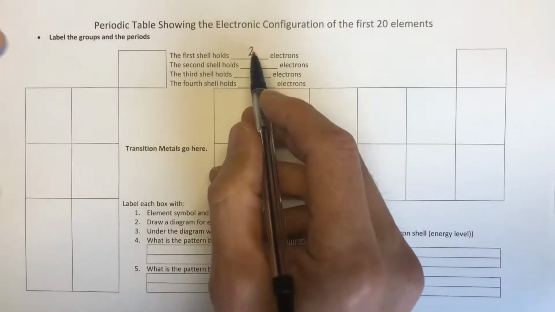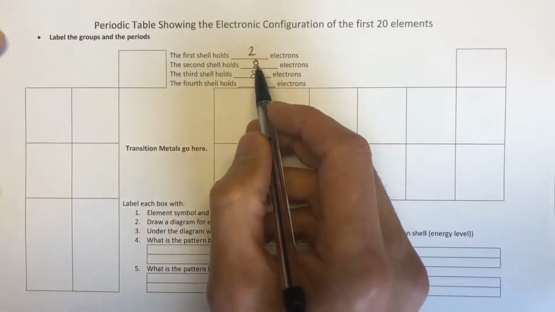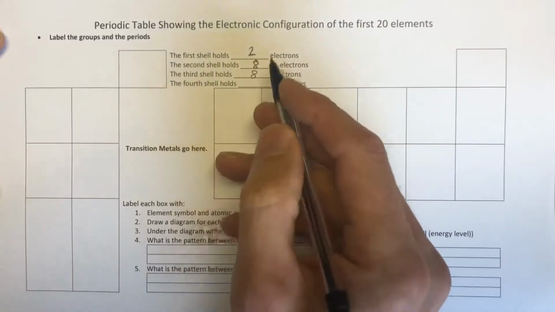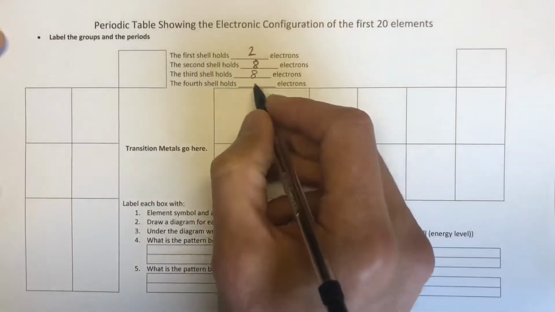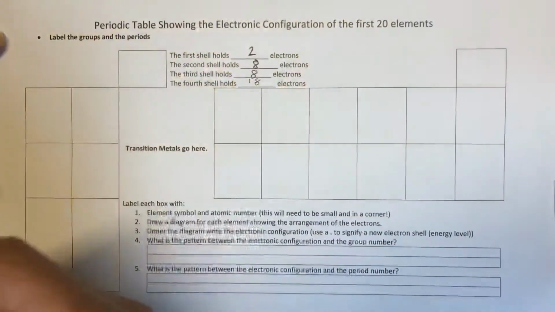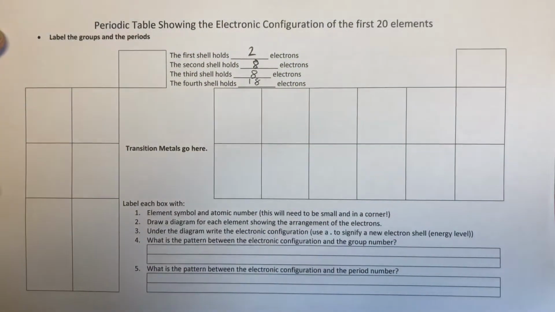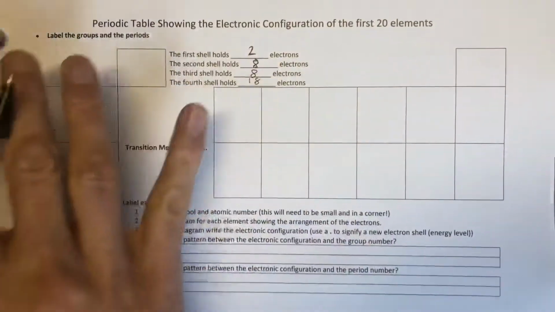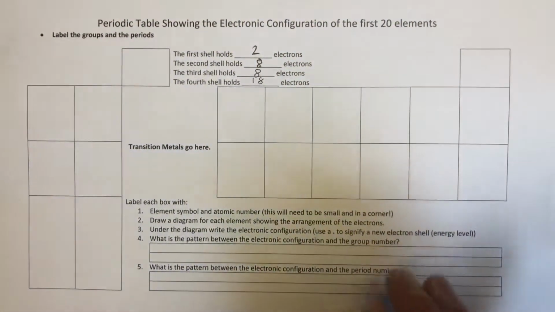So if we think about it, with 2 on the first shell, 8 on the second, that's 10. 8 on the third shell, that's 18 in total. We're only going to have to worry about 2 electrons going on the fourth shell, but we'll say the fourth shell holds 18 electrons, or if you want to just remember it as the rest, that's fine by me for GCSE. So what we've got here is a periodic table of the first 20 elements.